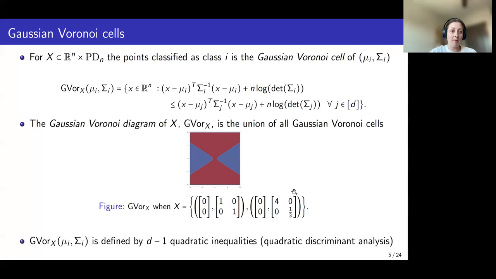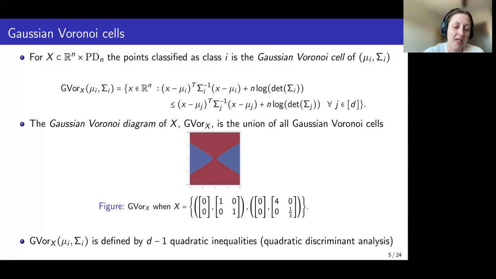Okay, so one observation immediately from this semi-algebraic description is that each Gaussian Voronoi cell is defined by d-1 quadratic inequalities. And so that's why maybe you've seen this in the literature as quadratic discriminant analysis, or QDA, it's often called. Okay, so these Gaussian Voronoi cells and these diagrams are going to be a main object of concern.